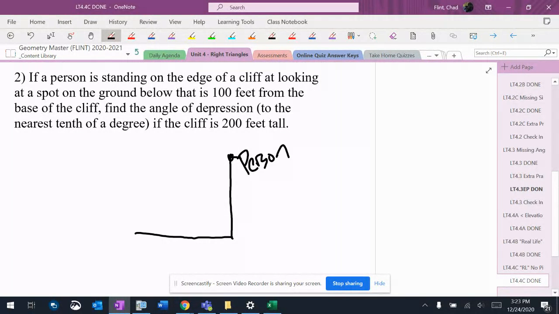Okay, and they are standing on the edge of the cliff, looking at a spot on the ground that's 100 feet from the base of the cliff. So they're looking at the spot on the ground. So they got my right triangle there. All right, there's the spot that they're looking at. I can try to reveal if I want to.